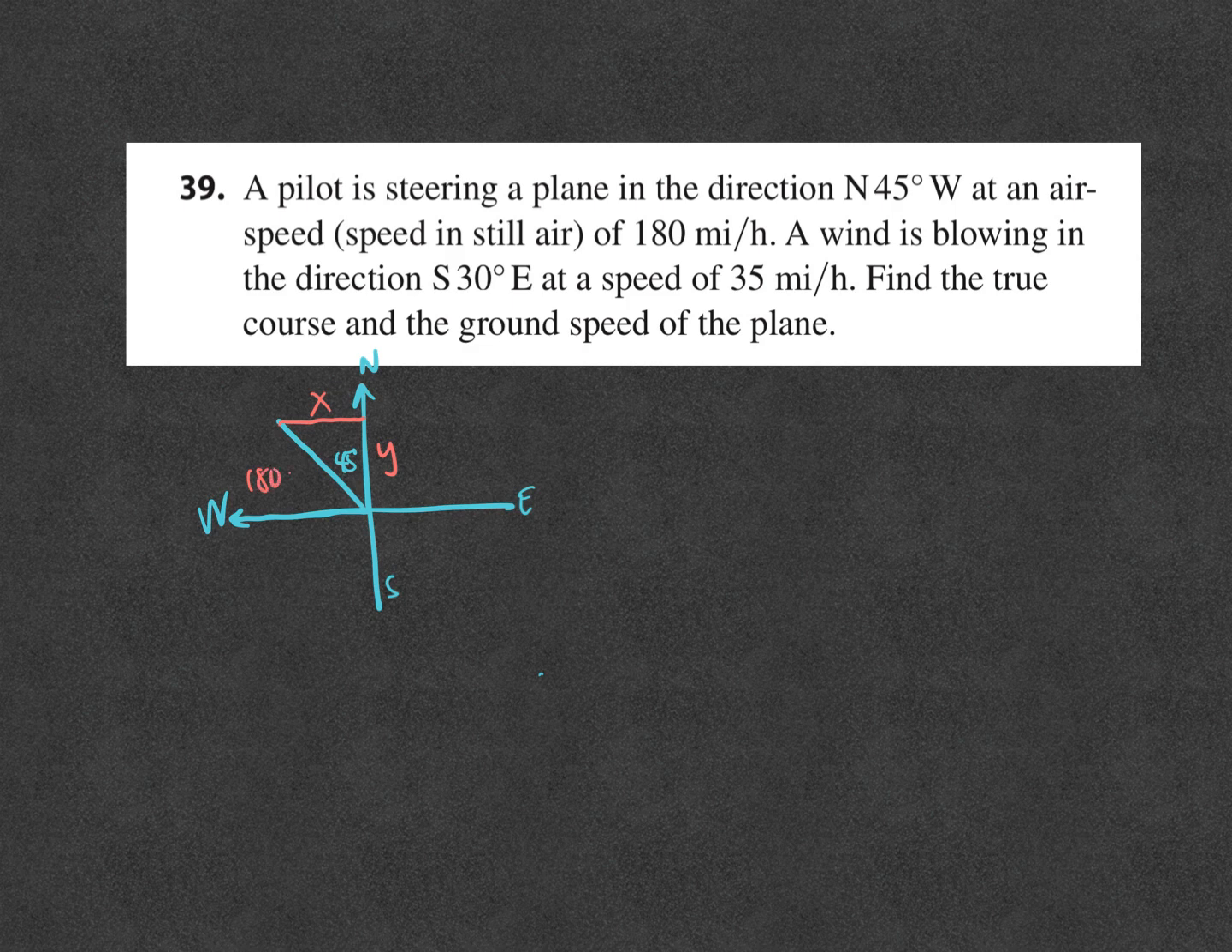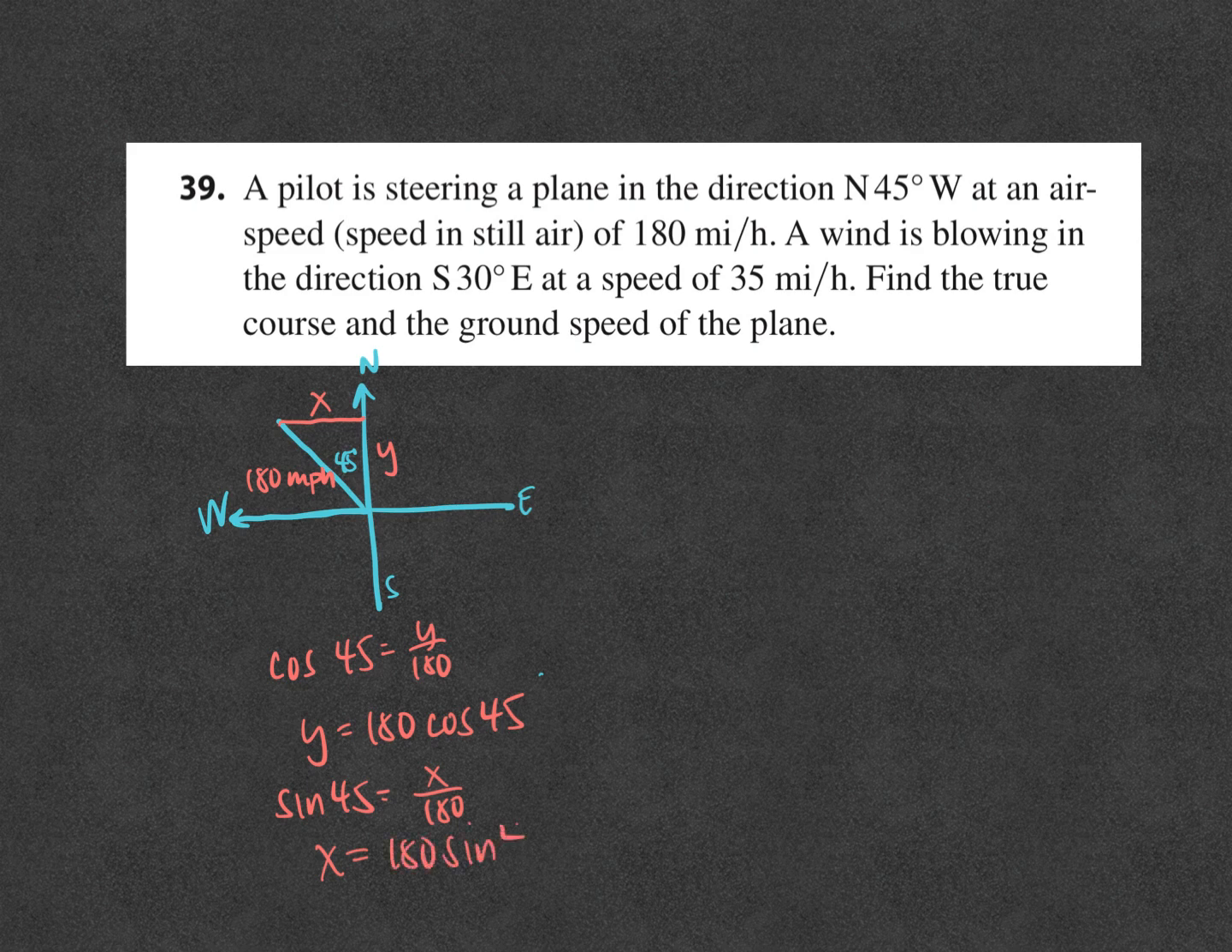Now, we also have a speed of 180 miles per hour. So the vector of the plane is found using these values. Let's start with cosine. Cosine of 45 equals y over 180. I don't know why I started with cosine, but I did. So y equals 180 miles per hour times cosine of 45. We're going to leave it in that format. And then sine of 45 equals x over 180. So x equals 180 times sine of 45.